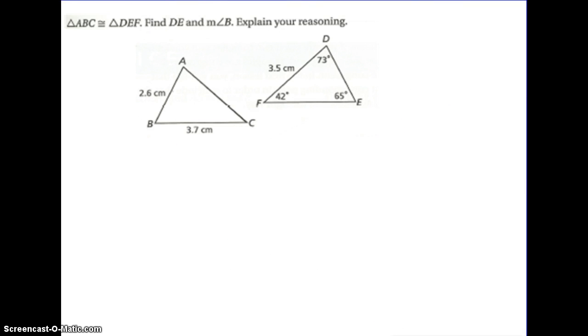Alright, so given that triangle ABC is congruent to DEF, I'm reading this up here, find DE and the measure of angle B. So DE corresponds to line AB. So taking a look, AB is 2.6, so then doesn't DE also have to be 2.6? That would be the corresponding side since the triangles are congruent. Also, angle B, so I'm going to erase this, angle B corresponds to angle E, and angle E is 65 degrees, so the measure of angle B must be 65 degrees.